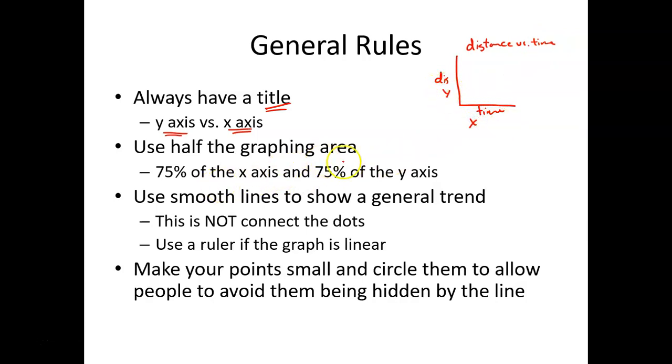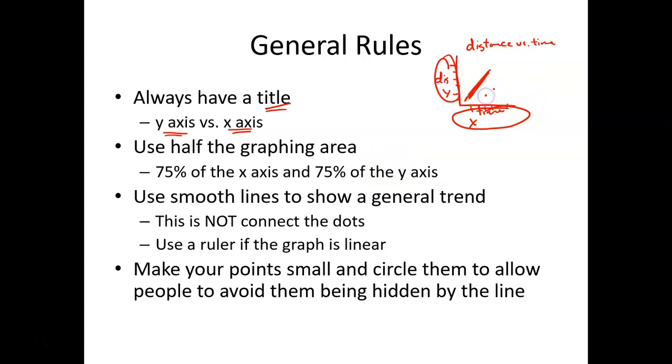Make sure you use half the graphing area at least. Don't just make a tiny little graph that goes like this. Make sure you're using most of the graphing area. And the easiest way to do that is make sure that the y-axis covers at least 75% of the data values, and the x-axis also at least 75%.